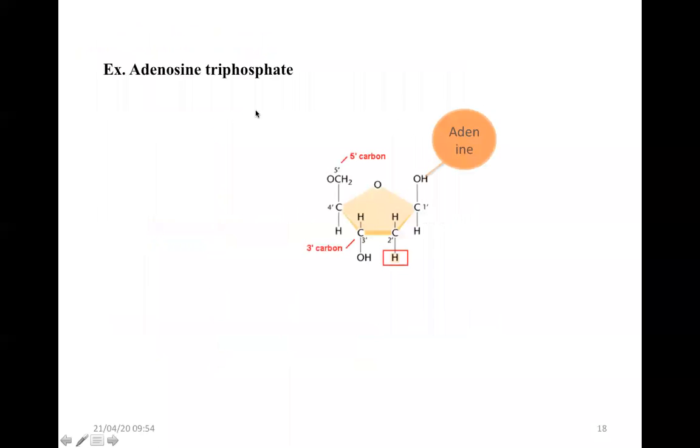So this is how the adenosine triphosphate looks. This is the sugar molecule, and this is the adenine, which binds to the first carbon atom of the sugar, and the phosphate, the second molecule of phosphate, and the third molecule of phosphate. So this forms an ATP, adenosine triphosphate. So base, sugar, and 3 molecules of phosphate.